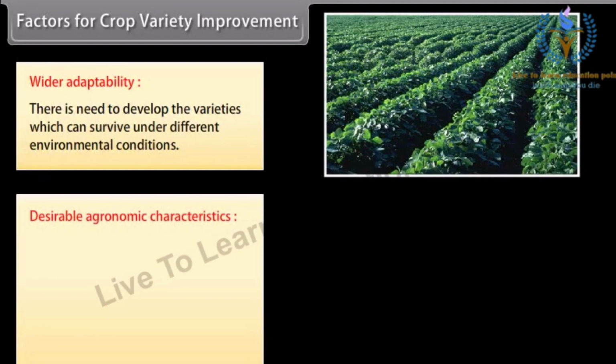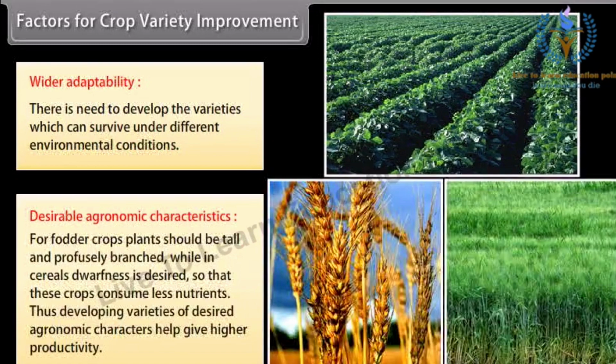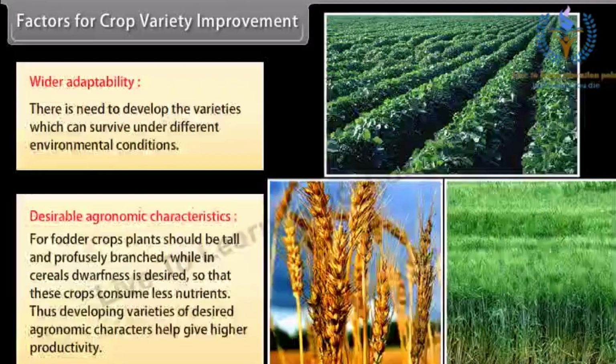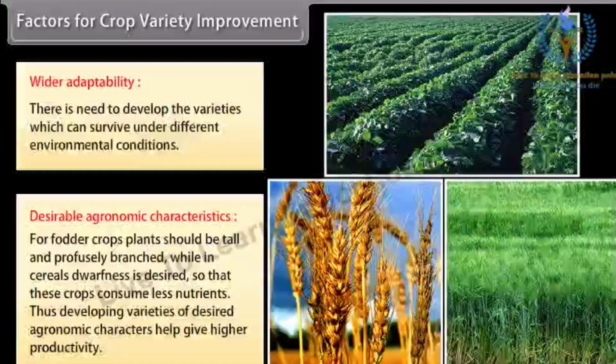Desirable agronomic characteristics. For fodder crops, plants should be tall and profusely branched, while in cereals, dwarfness is desired, so that these crops consume less nutrients. Thus, developing varieties of desired agronomic characters help give higher productivity.